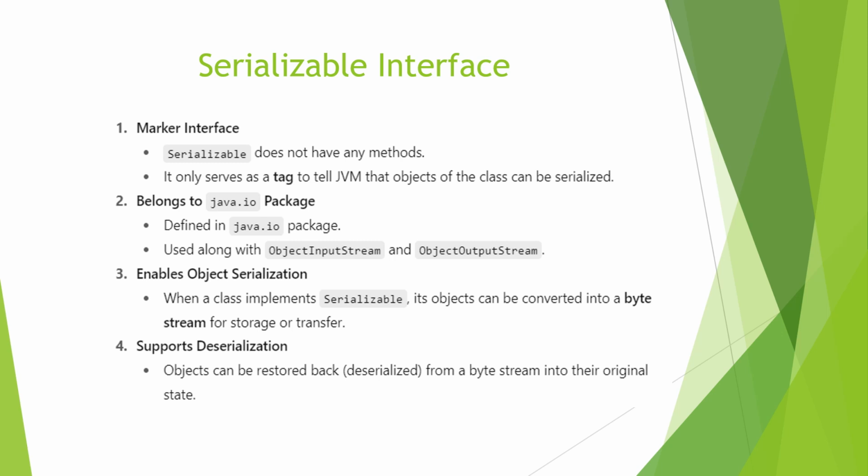Second is that it falls under the java.io package, and ObjectInputStream and ObjectOutputStream are also used along with that. The third point is that it enables object serialization. That is, whenever a Serializable class is implemented, the object is converted to a byte stream for storage or transfer. The fourth point is it supports serialization and deserialization. That is, it can restore the byte stream back to its original state, which is a very big plus point.